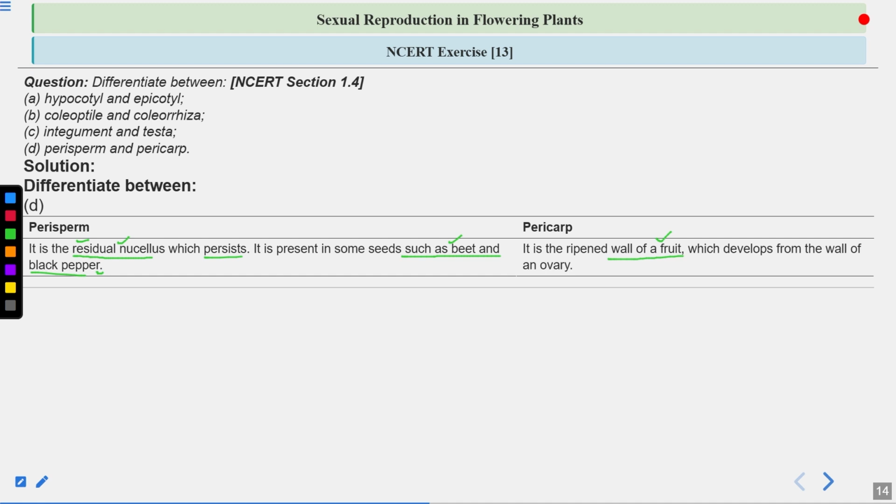When the ovule gets fertilized, the ovule changes to seed and the ovary changes to the fruit, right? So when the fruit formation takes place, the wall of the fruit ripens, which develops from the wall of the ovary only. That wall is called the pericarp in the fruit, right?